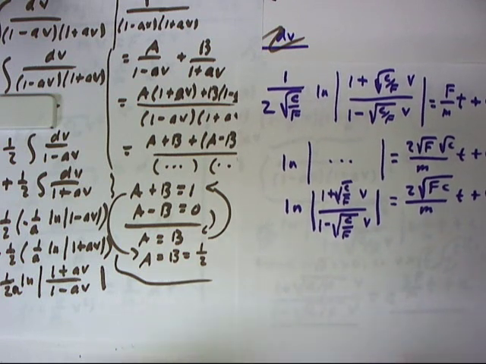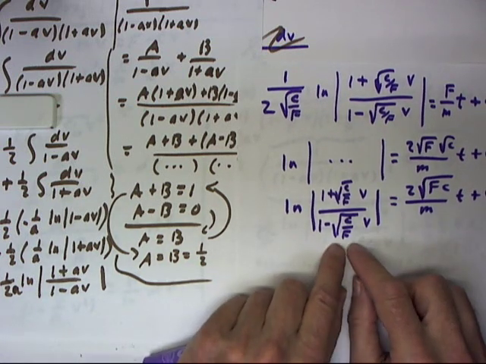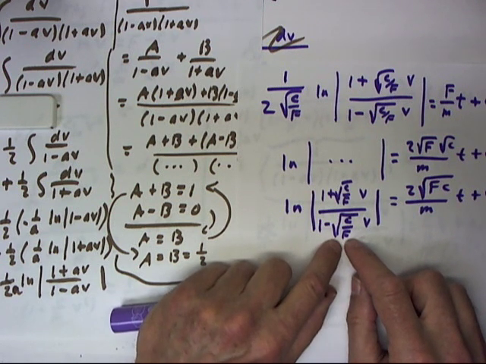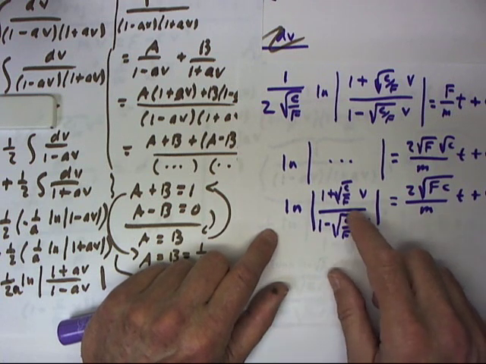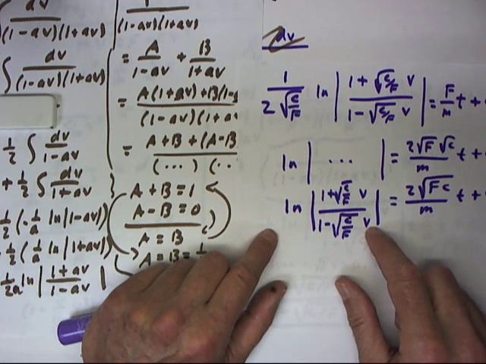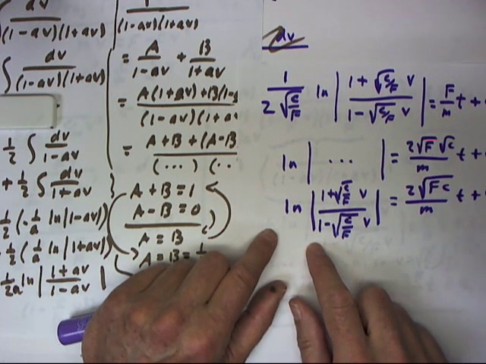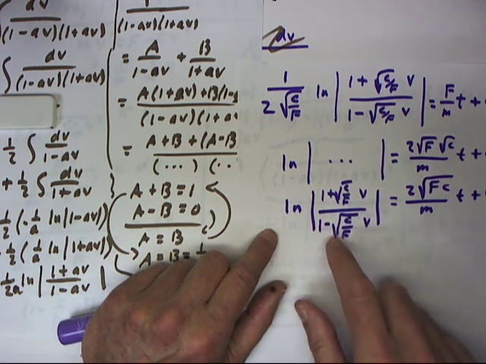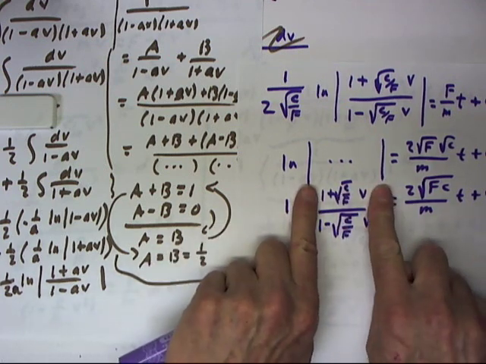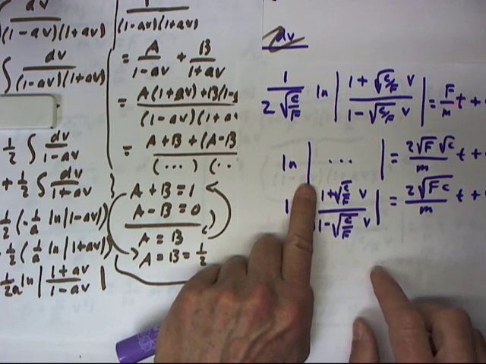Now let's notice 2 things. One is that f can't be negative, so you can't have a negative force. There can be negative forces, but this solution only applies if the force f is positive. In that case, then, as long as the square root of c over f times v is less than 1, this expression is going to be positive, and the natural log of the absolute value is just going to be the natural log of this quantity.